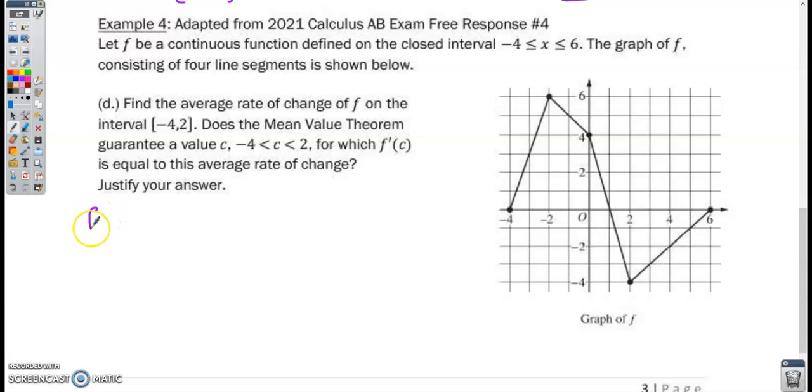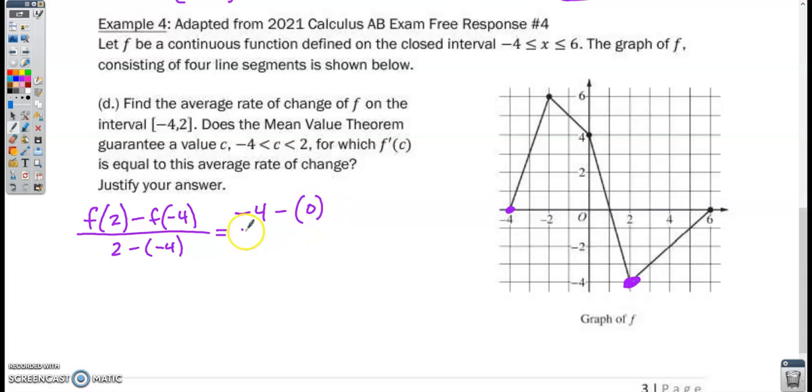So average rate of change, again, is the slope between those 2 points. So we're going to find f of 2 minus f of -4 all over 2 minus -4. F of 2, we can read off the graph. It's right there. It's -4. And f of -4 is 0. All of that over, looks like 2 plus 4 is 6. And calculating, we get negative 2/3.